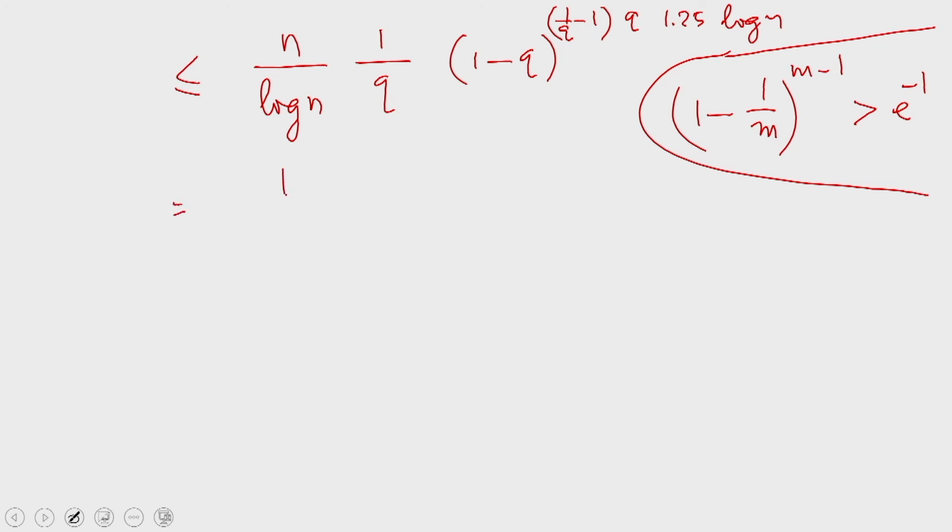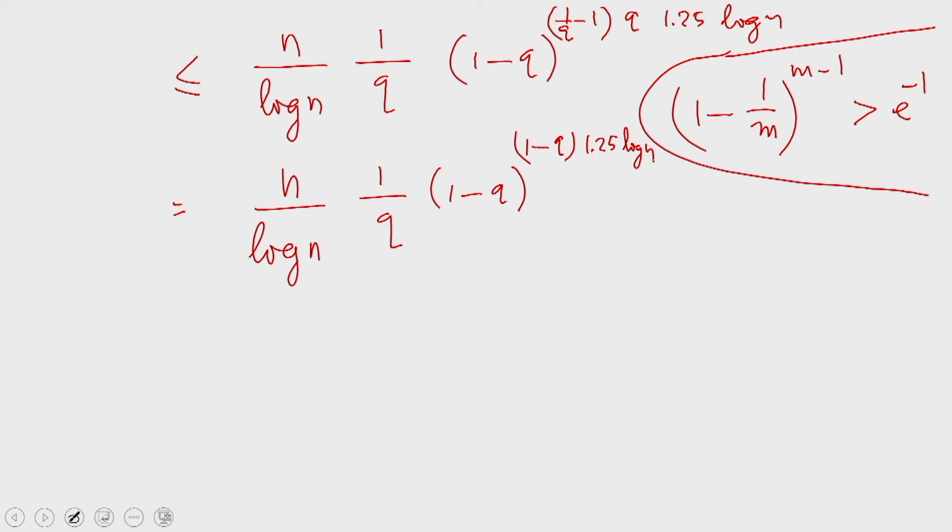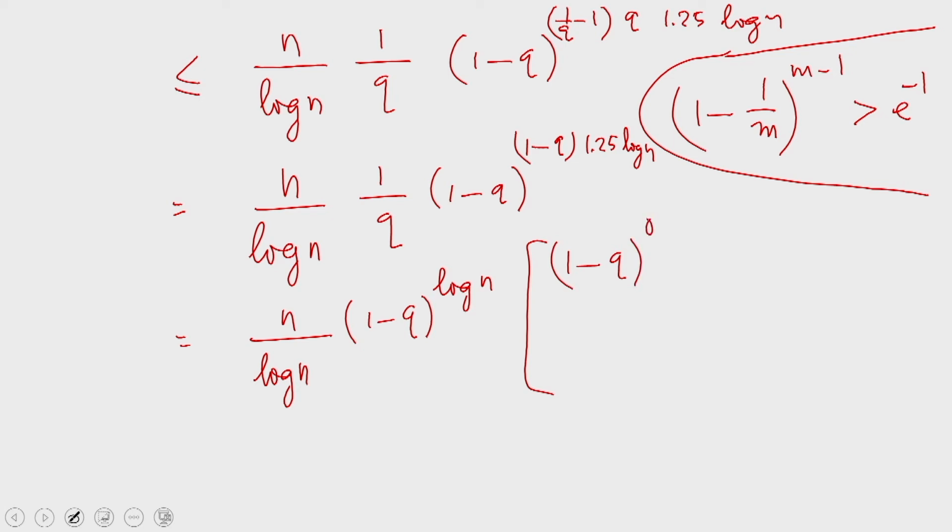Therefore, this simplifies to n by log n times 1 by q times 1 minus q power 1 minus q power 1.25 log n, or in other words n by log n times 1 minus q power log n into 1 minus q power 0.25 minus 1.25 q times log n by q.